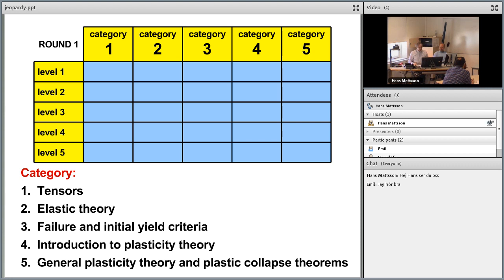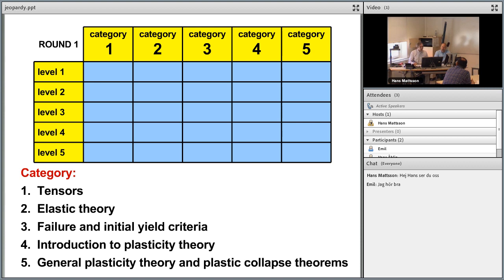The group has 30 seconds to think, and then the answer should be delivered in a distinct way. So you shouldn't give all people in the group different answers. That is not distinct. So we want a distinct answer, and then we judge if it's correct or not. And the answering order of the group will be 1, 2, 3, 4, 5. So group 1 will, after some minutes here, start to choose a category and a level and start answering questions.